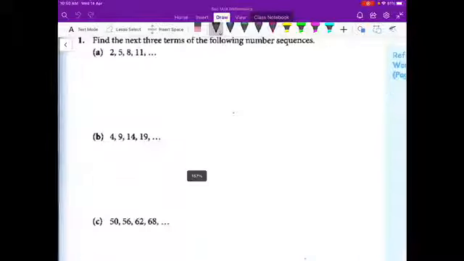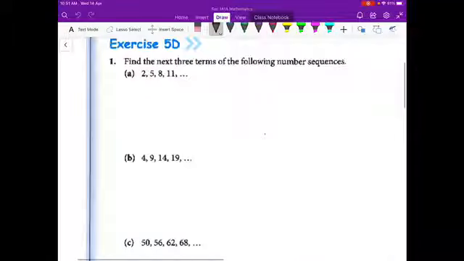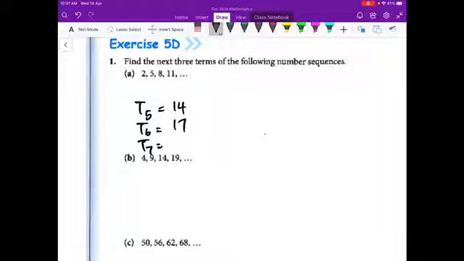Terms of the following number sequence. So presentation wise, you can just write down the next three terms in order, or you can call it term number 5 equals to something, term number 6, and term number 7. Okay, so what will term number 5 be? 14. So we just need to add 3 only, right? 14, 17, and 20.